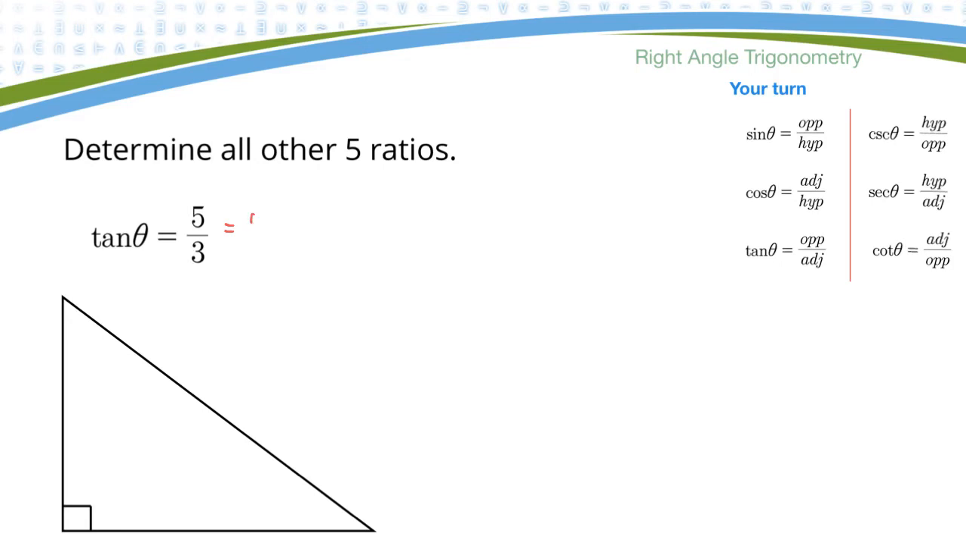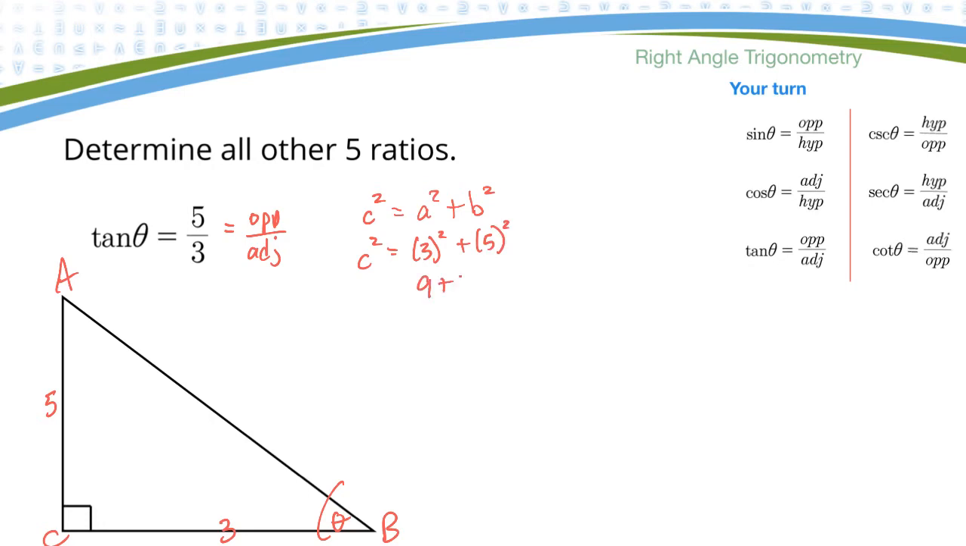Okay, tangent is opposite over adjacent. So if this is my angle, my theta, the opposite side is 5, this side over here is 3, and I need to find the hypotenuse. So c squared is equal to a squared plus b squared. If this is B, A, and C, and again, it doesn't really matter, but I'll just be picky. This side will be 3, and this side will be 5. So this would be 9 plus 25, or 34. So C is equal to the square root of 34, and C is the hypotenuse.